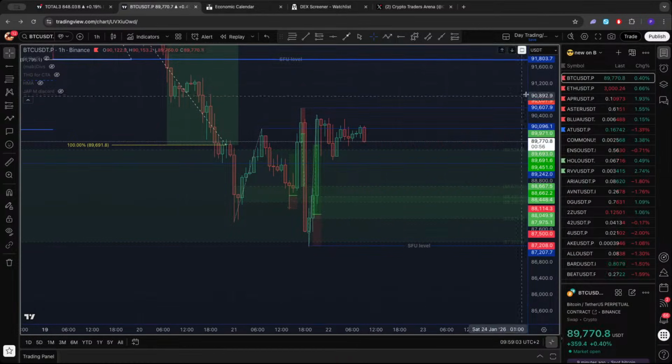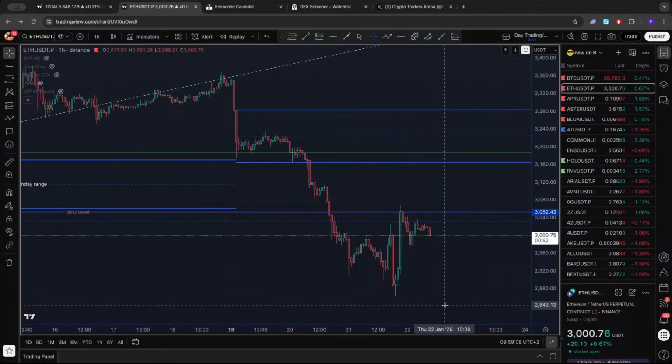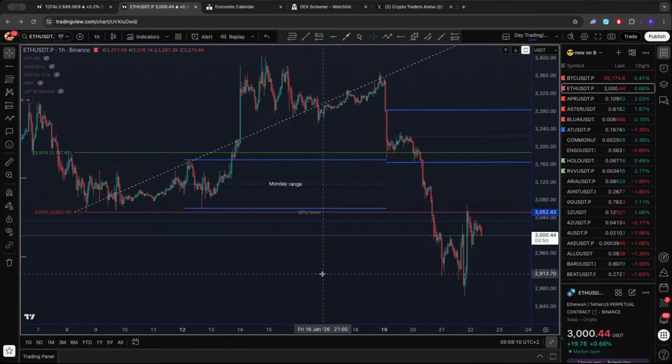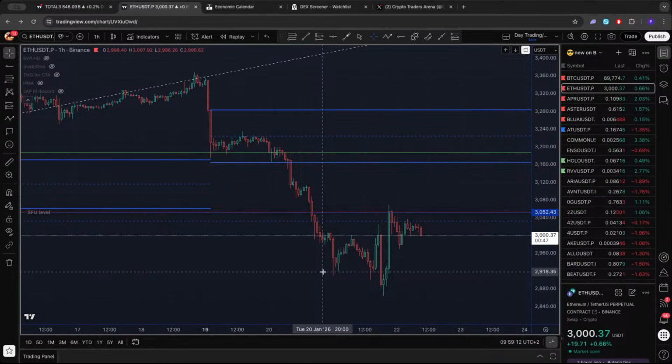Okay, I talked too much about Bitcoin. After a nice movement in the chart, usually it's boring, people. Usually it's ugly. So, what can we do on Ethereum?